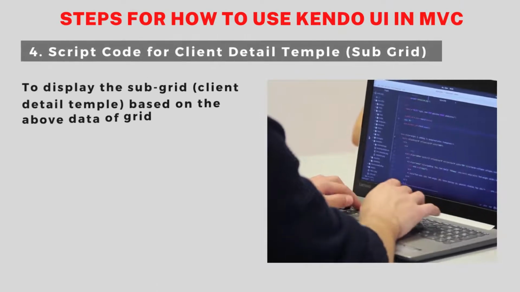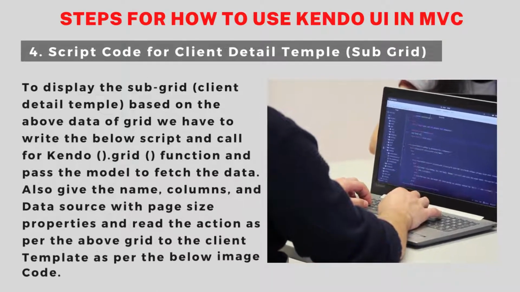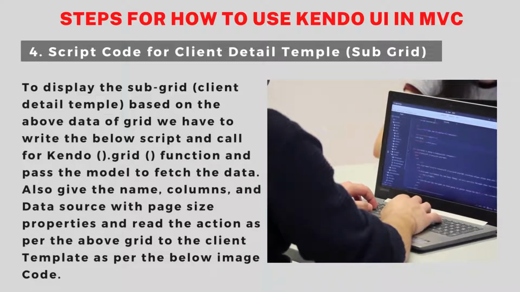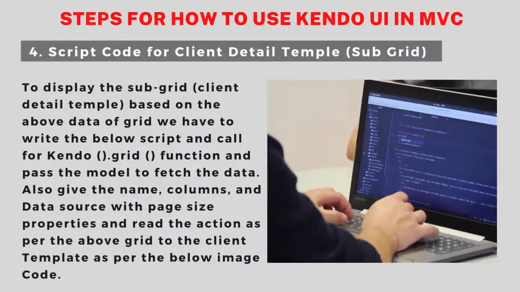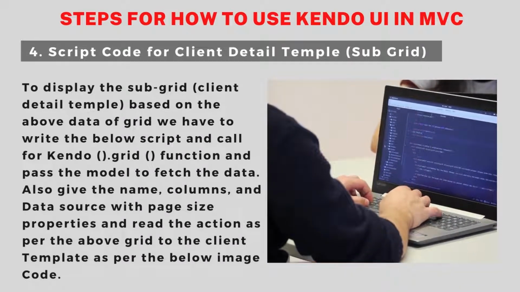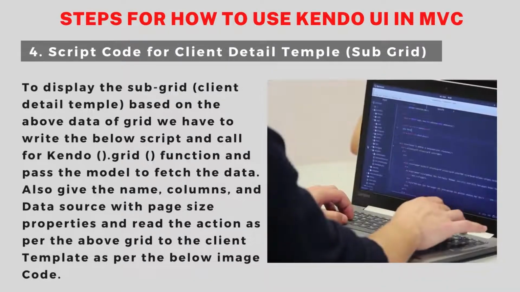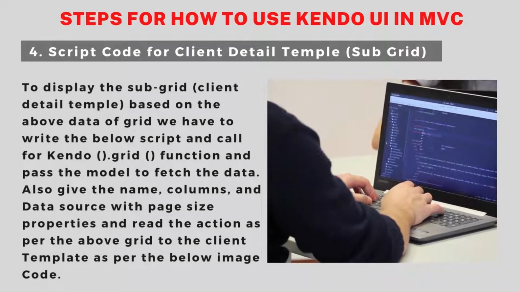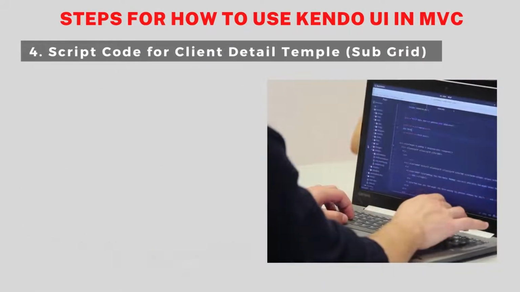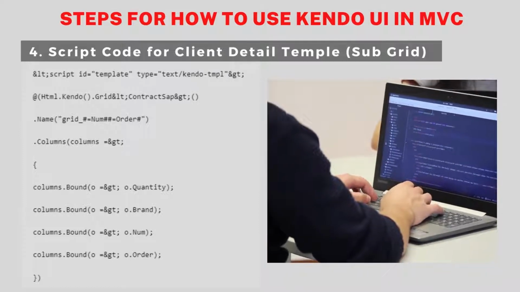Next, fourth step is script code for client detail template means subgrid. To display the subgrid, client detail template, based on the above data of grid we have to write the below script and call for Kendo grid function and pass the model to fetch the data. Also give the name, columns, and data source with page size properties and read the action as per the above grid to the client template as per the image code.